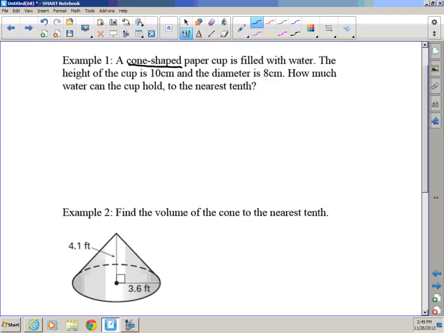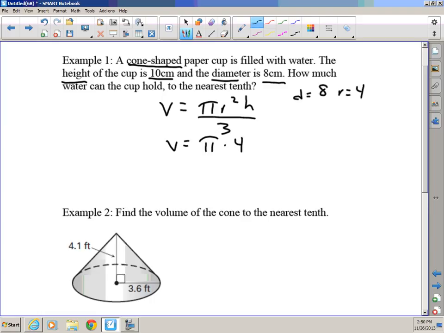Cone shaped. Height is 10, diameter is 8. If you know it's a cone, you're going to use V equals pi r squared h divided by 3. Well, the diameter is 8. That means if D is 8, R is 4, H is 10, and divide that by 3.